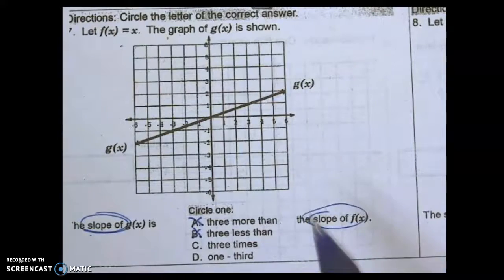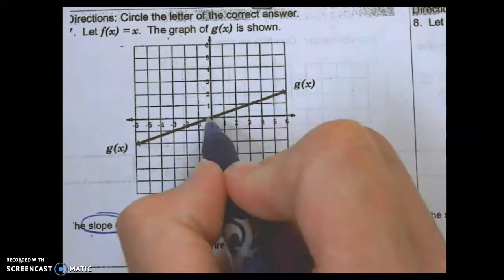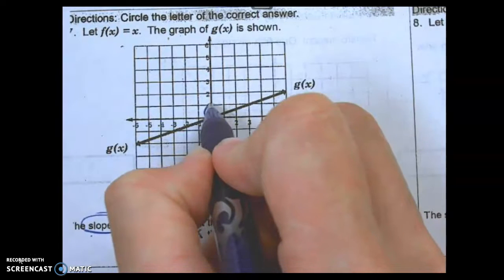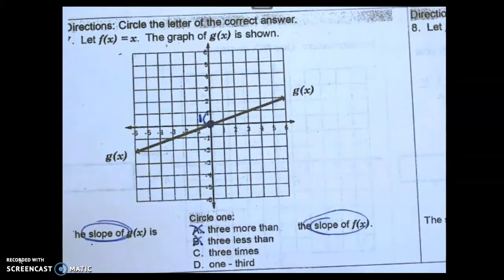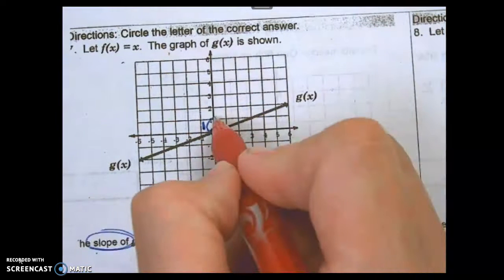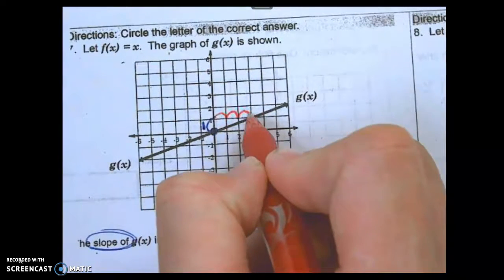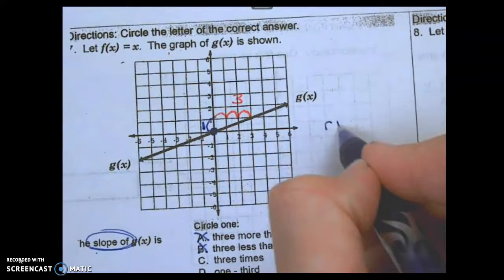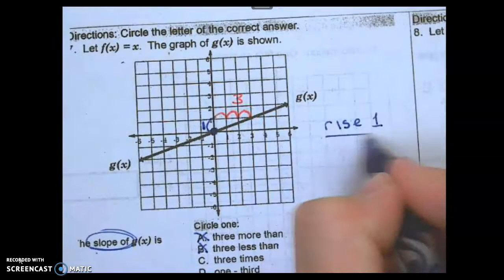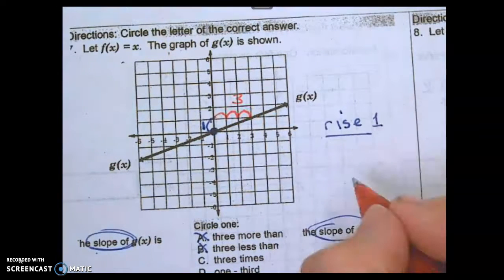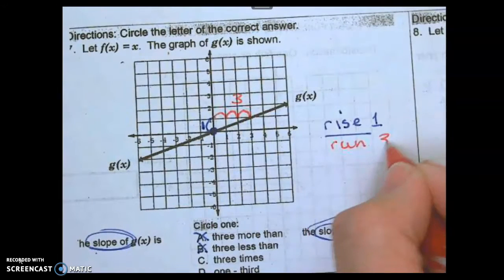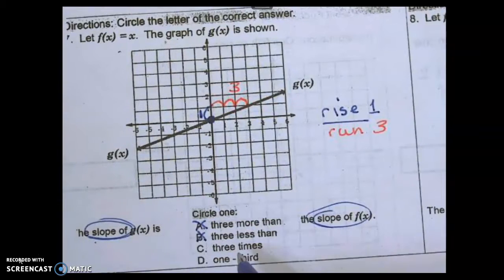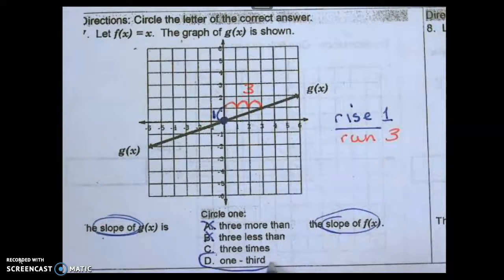So now let's look at the slope of g of x. I always start with my origin. I'm going to do 1 hop up, and I'm going to go to the right 1, 2, 3. 3 hops. My rise is 1. My run is 3. So my answer to question 7 is D, 1/3.